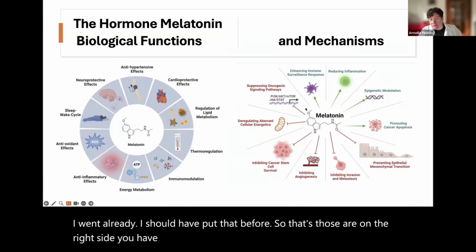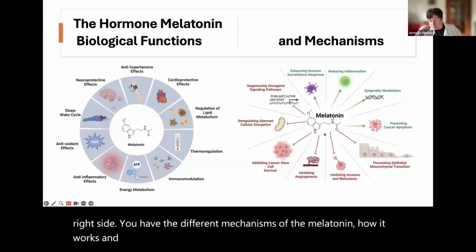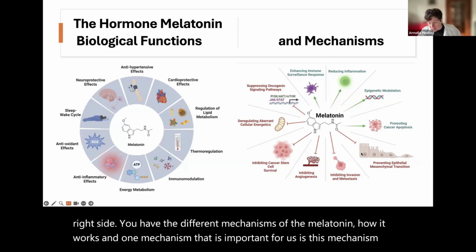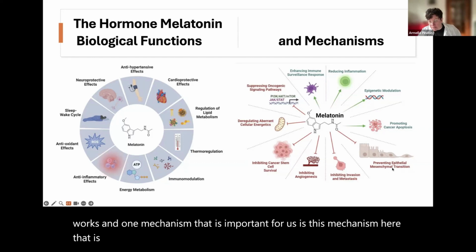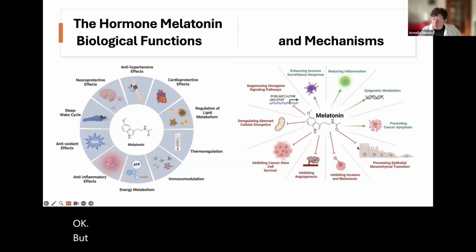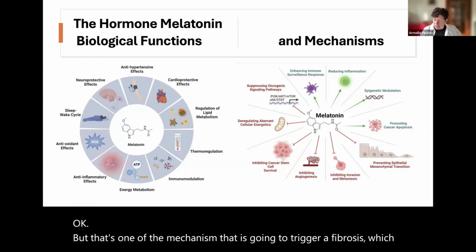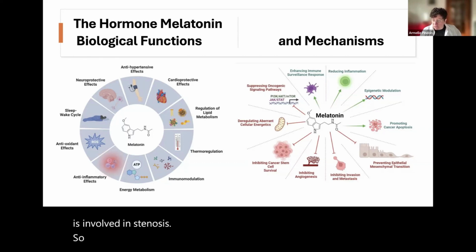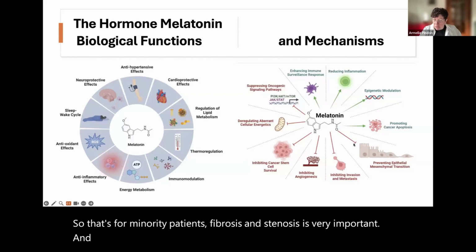You have the different mechanisms of how melatonin works. One mechanism that is important for us is called epithelial mesenchymal transition. It's a big word, but it's one of the mechanisms that triggers fibrosis, which is involved in stenosis. That's for Myhre patients. Fibrosis and stenosis is very important, and melatonin can block that action.